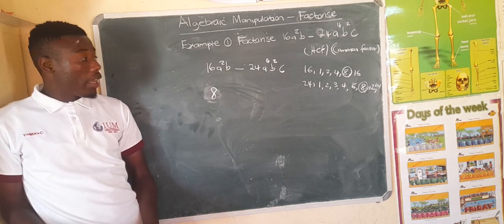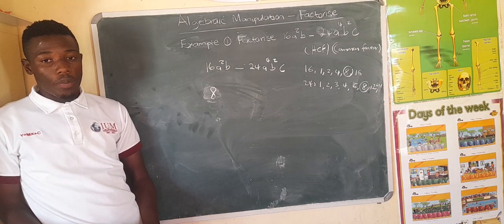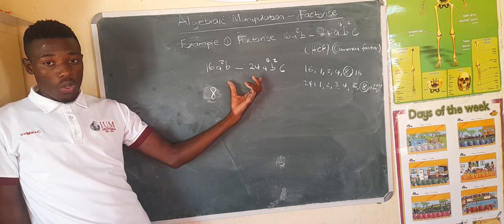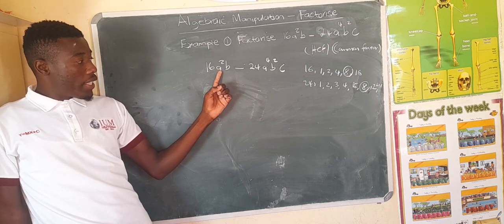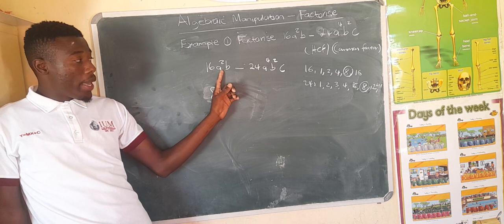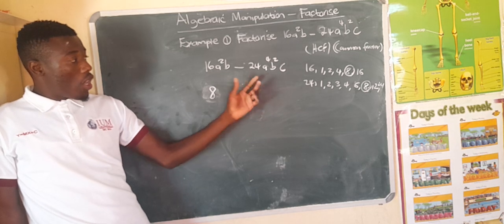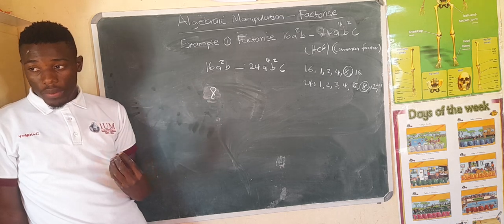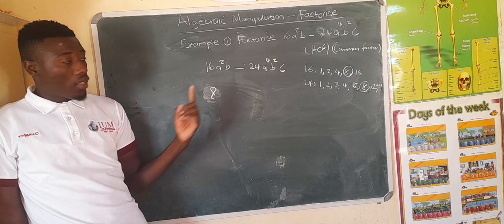How are we going to do it? Right. The highest common factor of the variables, what do we do? Remember, this is term 1, this is term 2. Then we look if a variable is also appearing in both terms. A is appearing in this term and is also appearing in this term. Are you okay? So if it's appearing in both terms, we are going to take the one with the small exponent.